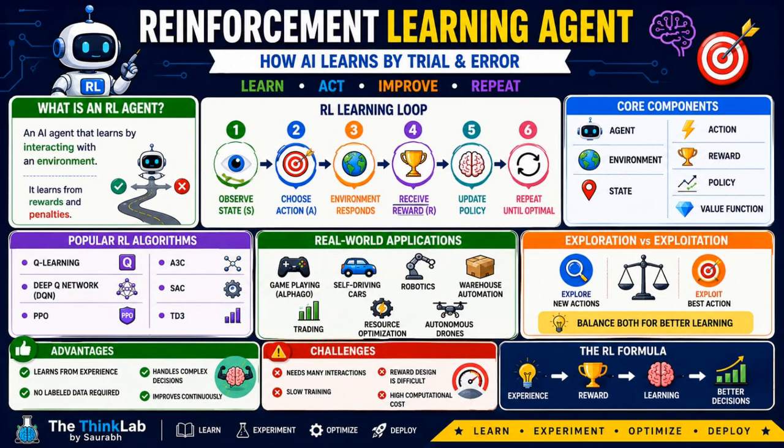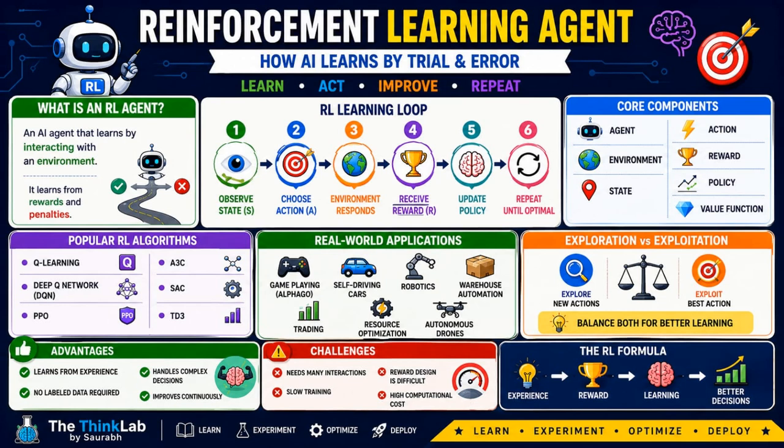And definitely there are a few challenges too. Reinforcement learning has limitations: training requires a huge number of interactions, and learning can be very slow. Designing the reward function is difficult. Training often requires expensive hardware, and poorly designed rewards may produce unexpected behavior, right?